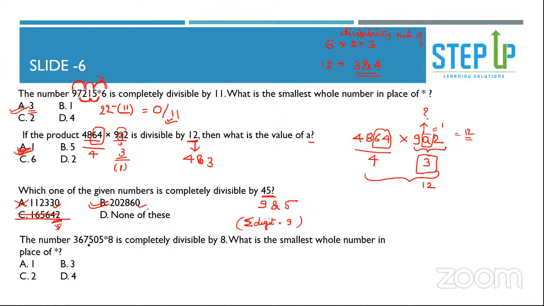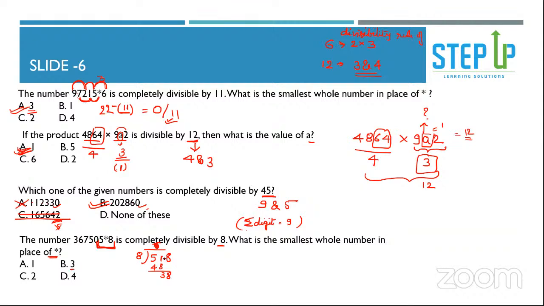Okay, so the next one: the number is completely divisible by 8. What is the smallest whole number in place of this? Divisible by 8, the last 3 digits should be divisible by 8. Okay, so if I take 1, it's 518. If I divide it by 8, 8 7s are 56, 8 6s are 48. So it will not give 38, no.